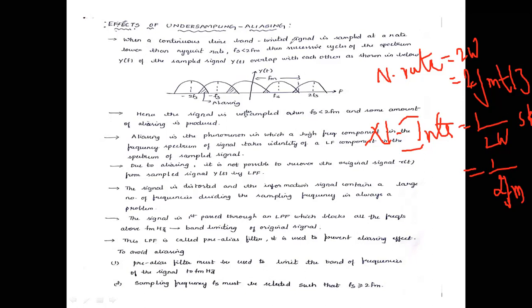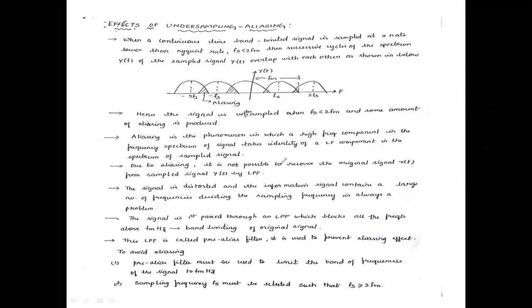Alright. When a continuous time band limited signal is sampled at a rate lower than the Nyquist rate, what is that Nyquist rate? 2 fm or 2 omega. Then successive cycles of the spectrum Y of f of the sampled signal y of t overlap with each other. See here, there is an overlap here. Overlap with each other is nothing but aliasing. Hence, the signal is undersampled when fs is less than 2 fm, and some amount of aliasing is produced because of overlapping.